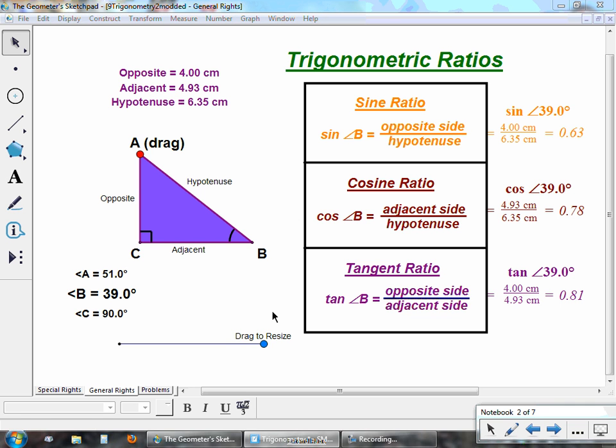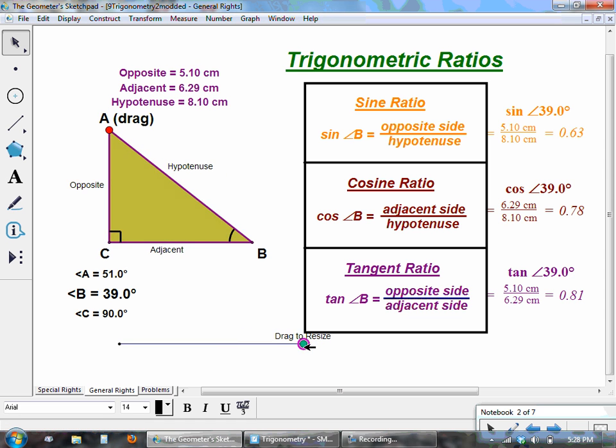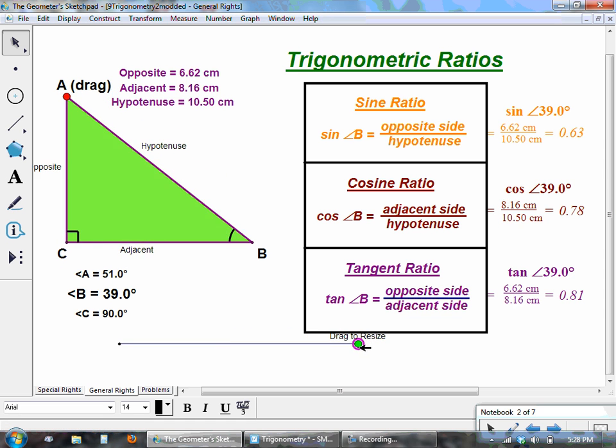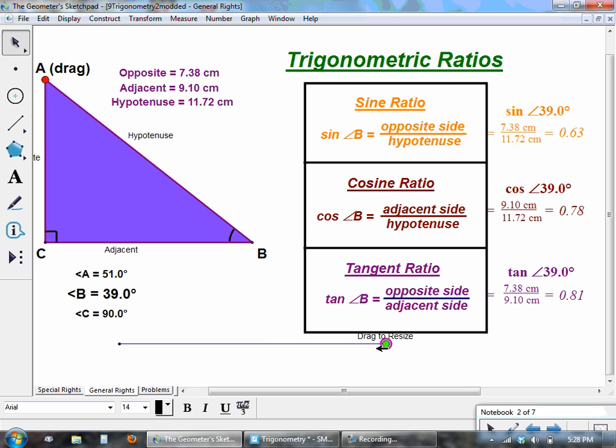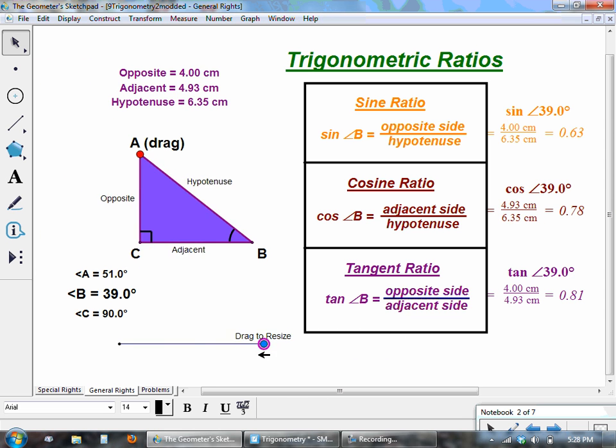Now here's what's cool. If I change the size of this triangle, make it larger or smaller, these measurements will change. I want you to watch that. But I also want you to watch the ratios. So if I drag this, I make it larger, my sides are changing, but do you notice those ratios aren't? Those ratios are staying constant, no matter how big or small I make this. That's pretty cool. Okay?